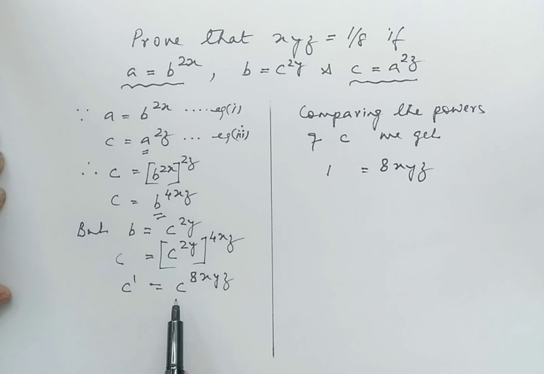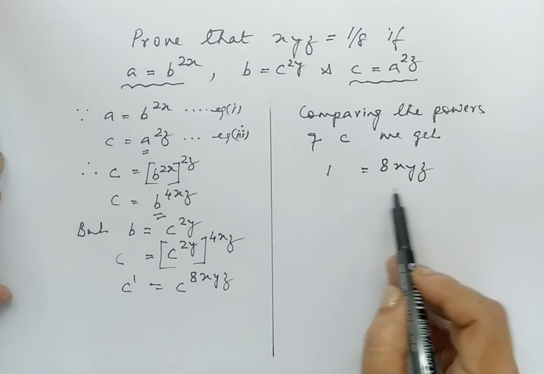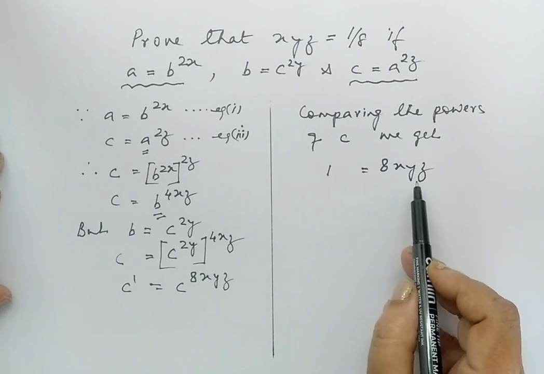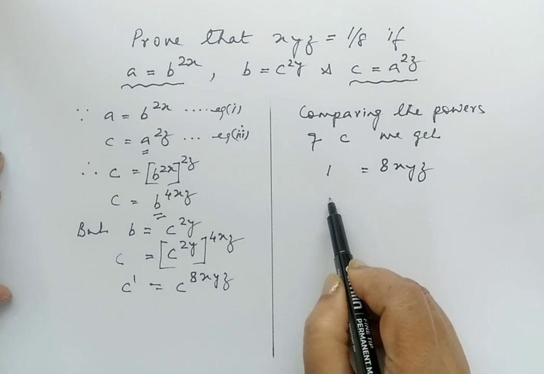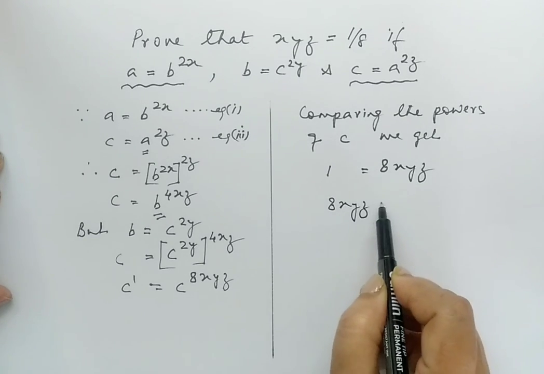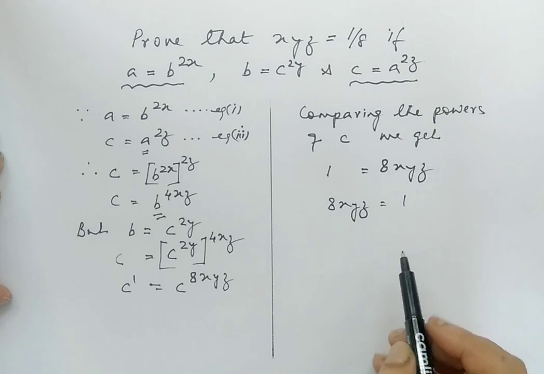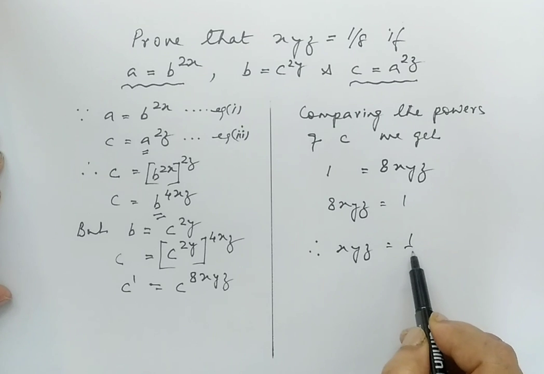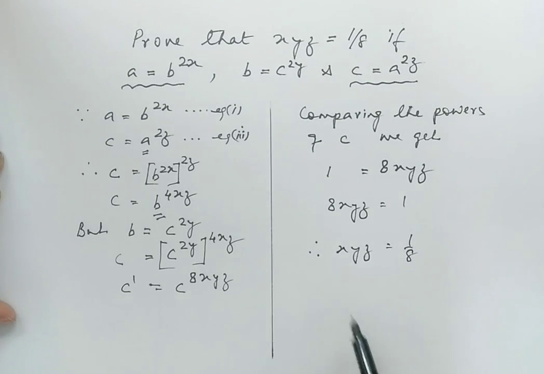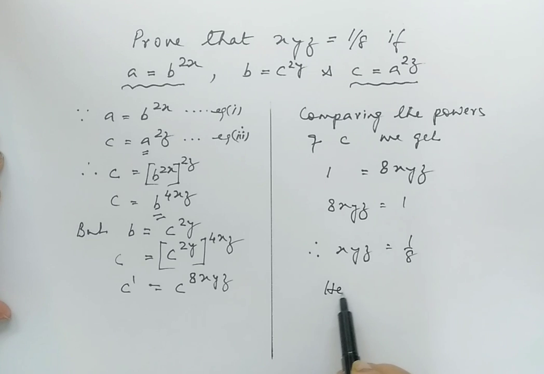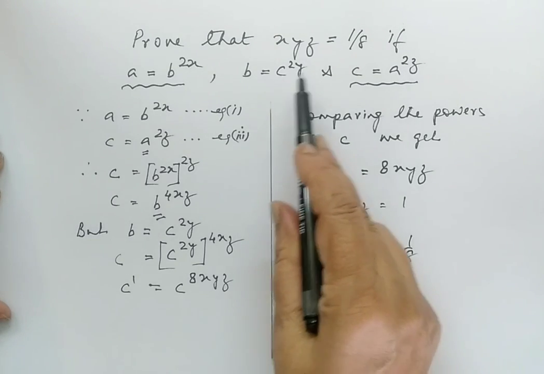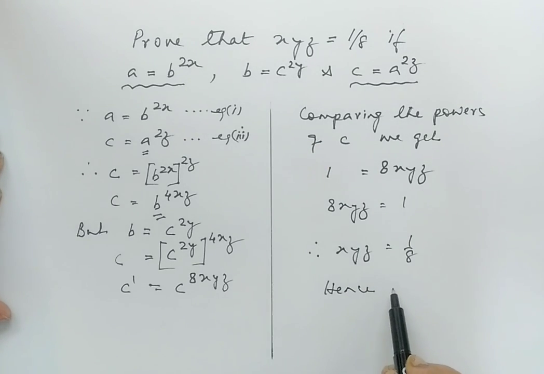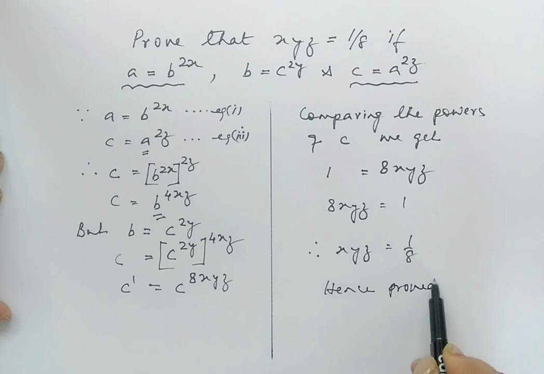The bases are same, therefore we can compare their power or equate them. So here is what we have tried to equate the powers, and we can reverse it for more clarity there. Therefore xyz is equal to 1 by 8. So hence proved. Okay, the contention was to reach there, and we have been able to reach there.